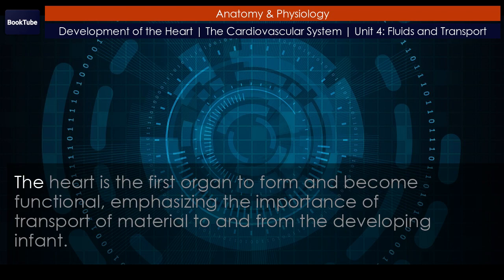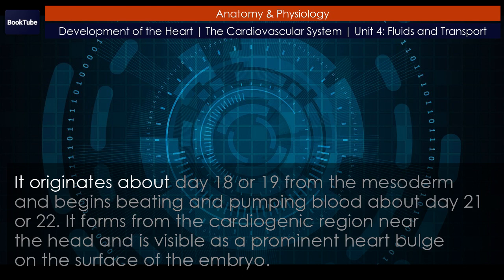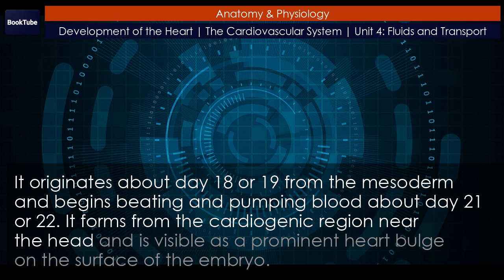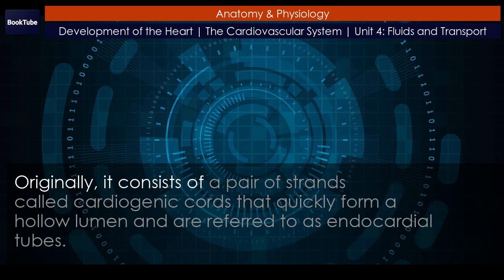Chapter Review. The heart is the first organ to form and become functional, emphasizing the importance of transport of material to and from the developing infant. It originates about day 18 or 19 from the mesoderm and begins beating and pumping blood about day 21 or 22. It forms from the cardiogenic region near the head and is visible as a prominent heart bulge on the surface of the embryo. Originally, it consists of a pair of strands called cardiogenic cords that quickly form a hollow lumen and are referred to as endocardial tubes.